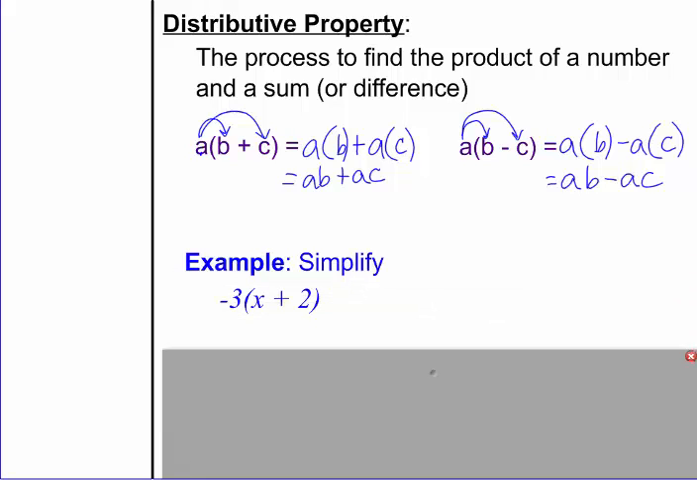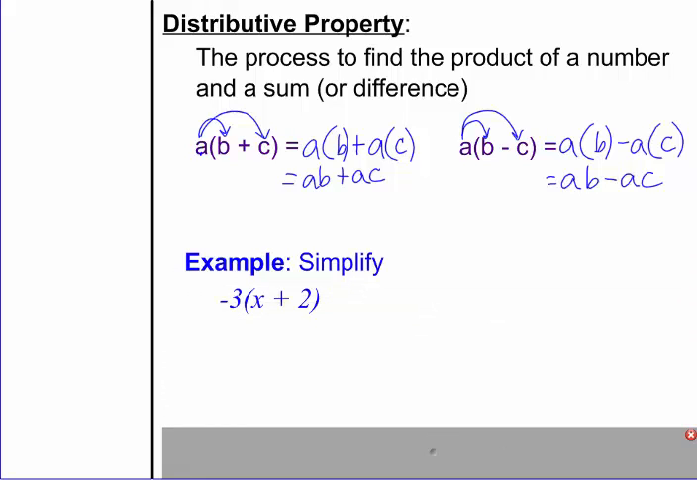So let's look at an example where we're going to simplify. We're just using distributive property here. You do have to be careful if that number on the outside has a positive or negative on it. Like this one has a negative. Then you have to be careful with the inside if there's positives and negatives. So this one's pretty straightforward. You just have to be careful with that negative.